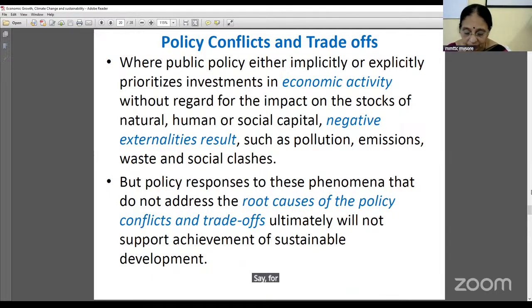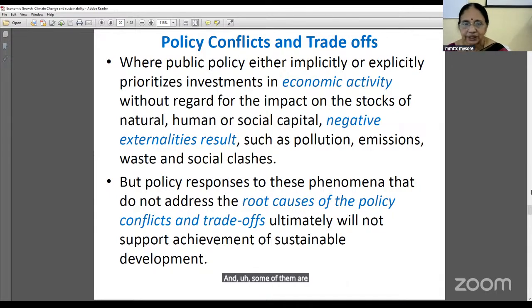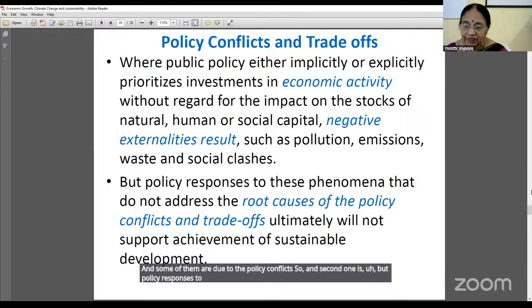Say, for example, several things are happening even within the country. In several states, several conflicts are taking place, and some of them are due to policy conflicts. And the second point is that policy responses to these phenomena that do not address the root cause of the policy conflicts and trade-offs will ultimately not support the achievement.